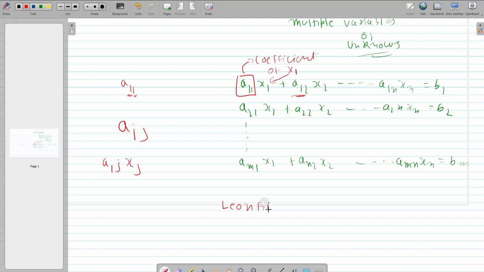Leontief model. Now what is this Leontief model? Again, this is also a system of equations, given by economists. This Leontief model looks into the input output relationship. We call it the input output model. This input output model looks into how different industries in an economy interact and how they are interrelated to each other.